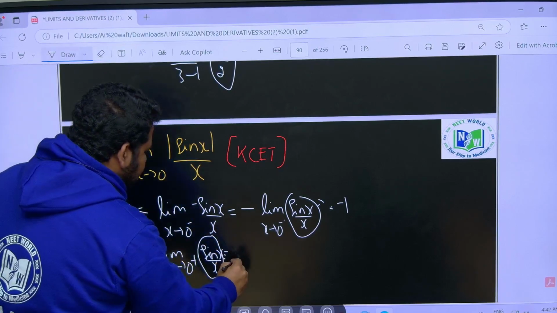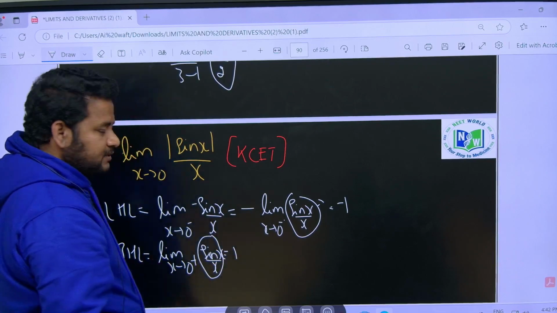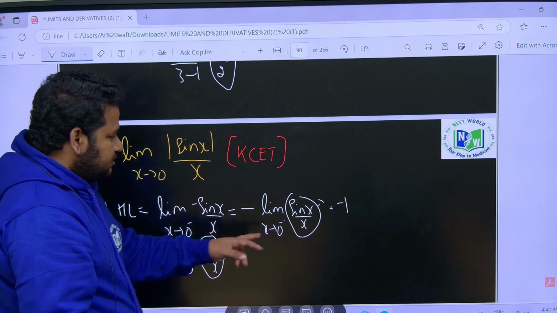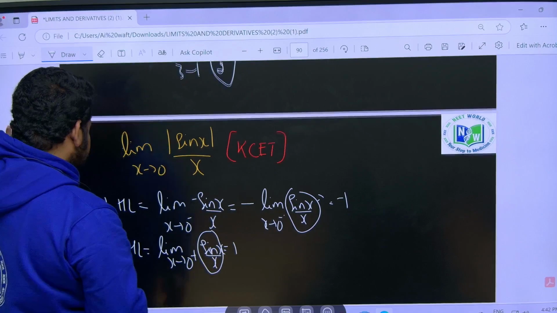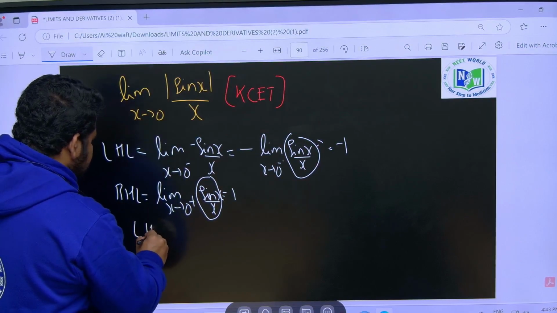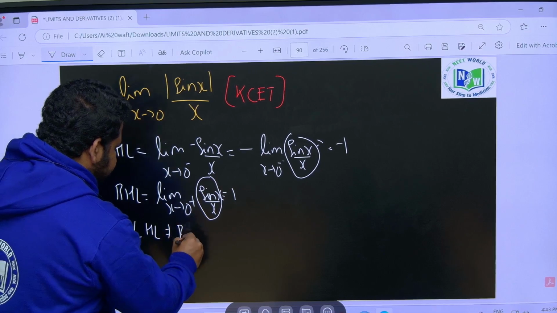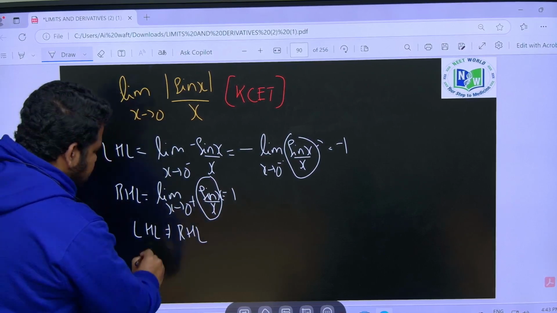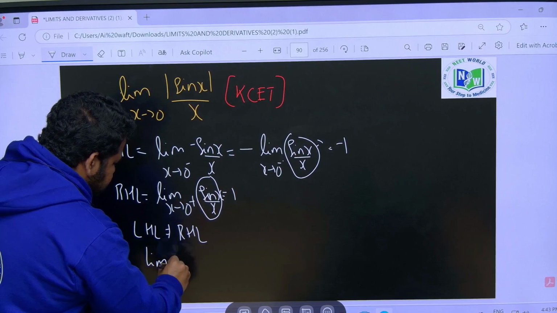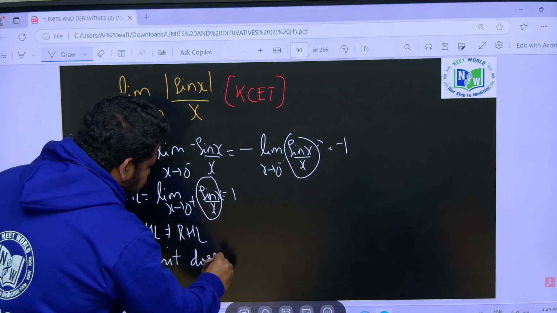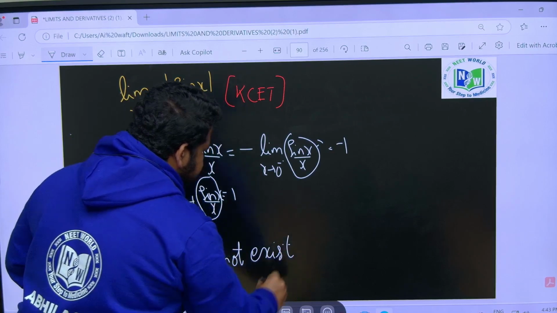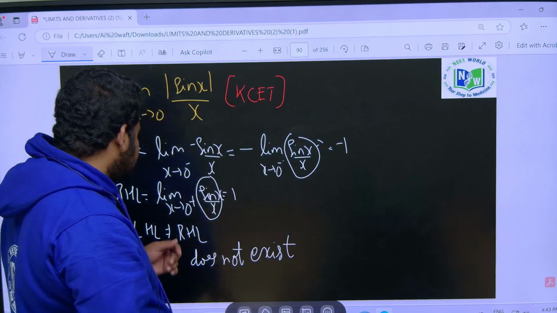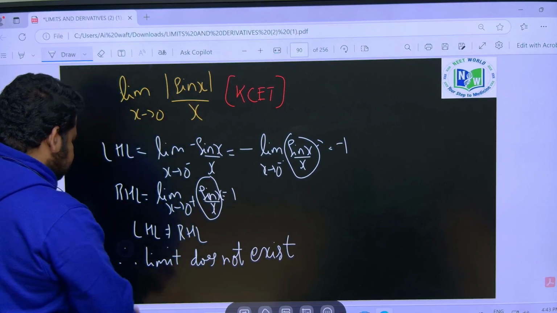Now we know that RHL and LHL should be equal for the limit to exist. Here RHL is 1 and LHL is equal to minus 1. So LHL is not equal to RHL. So the limit does not exist. So got it, friends? Here in this question, limit does not exist.